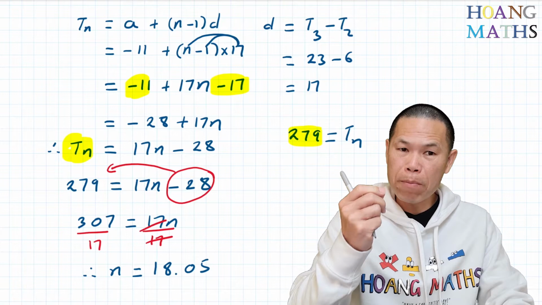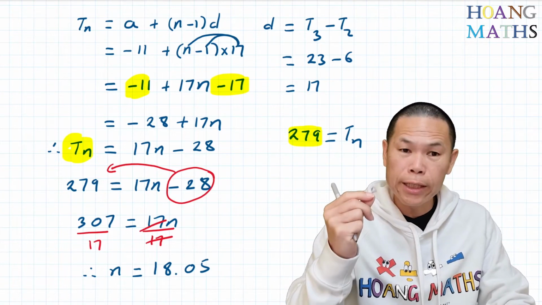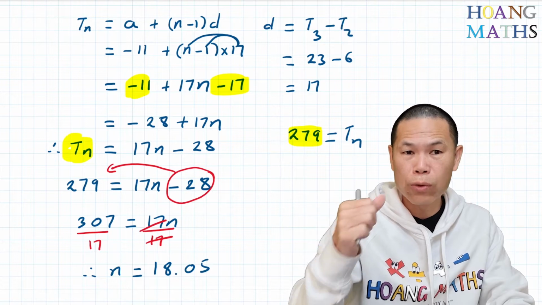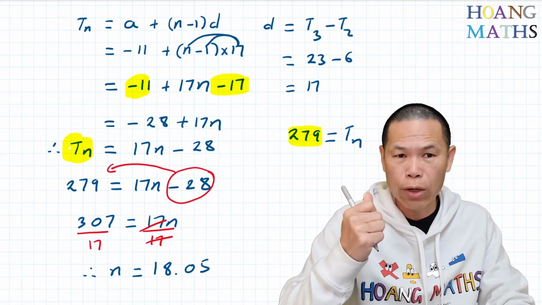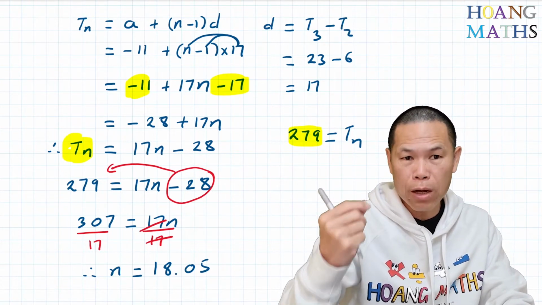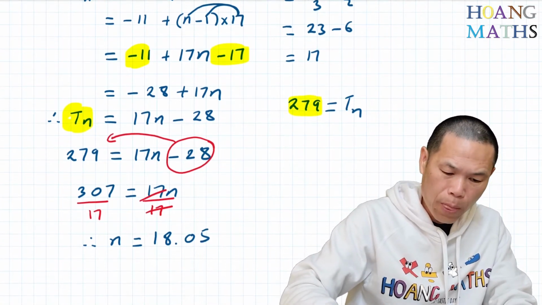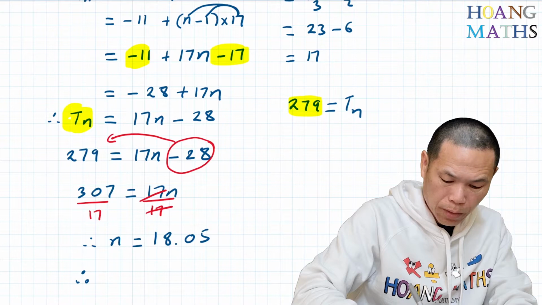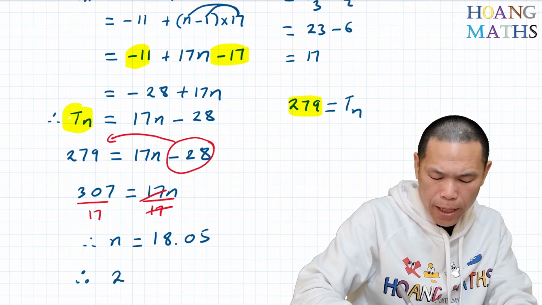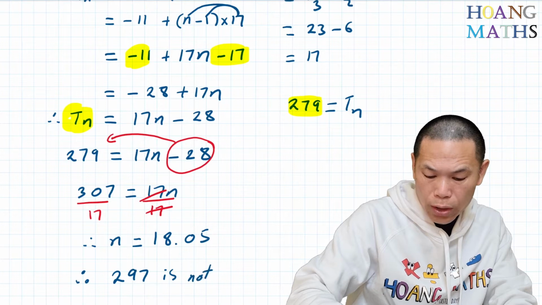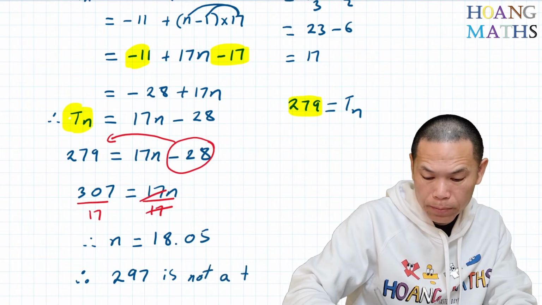18.05. Now remember, n is the term number. So we cannot have a decimal, because we have term 1, term 2, term 3, and so on. It has to be a whole number. This is not a whole number. So therefore, 279 is not a term of the sequence.